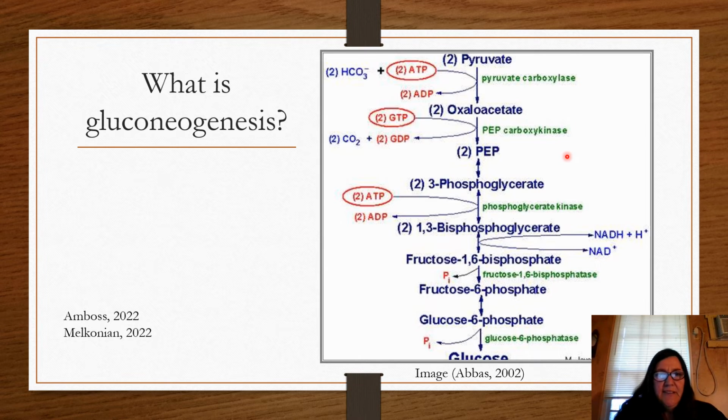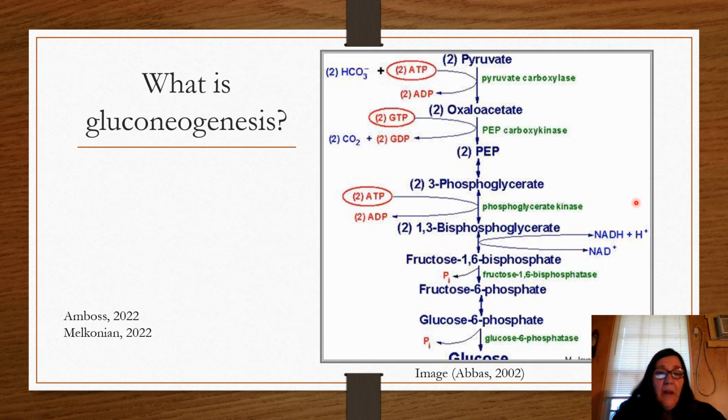It doesn't really show it on here, but PEP is hydrated to form 2-phosphoglycerate by the enzyme enolase. Then 2-phosphoglycerate converts to 3-phosphoglycerate by the enzyme phosphoglycerate mutase. That's not shown on here either. The 3-phosphoglycerate is then phosphorylated by phosphoglycerate kinase to form 1,3-bisphosphoglycerate, and that requires ATP as well, and that's not shown on here either.